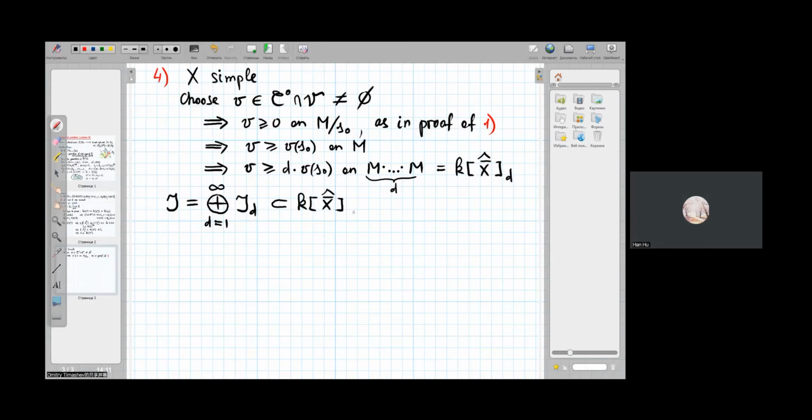Well, this space I_D, I write it here maybe, is defined as the space of all homogeneous forms of degree D, that is, elements of this M times M times M, D times, such that this inequality holds on F. So let me move it to the left. I have not enough space here.